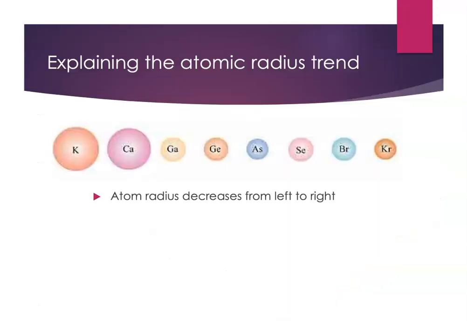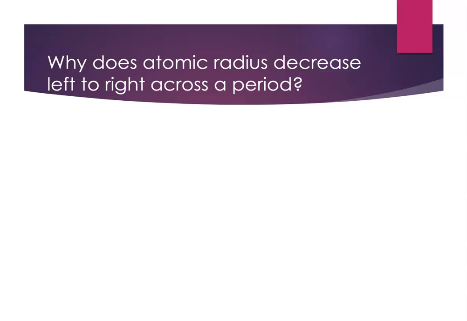So, as we go from left to right, atomic radius decreases across the period. So we go from potassium to calcium and so on. It's not a very dramatic trend. It's actually kind of subtle. But why? Why does this occur? You need to know the trend. Absolutely. You need to be able to state that atomic radius decreases left to right. But you need to be able to tell me why. Your teacher's going to want it too.